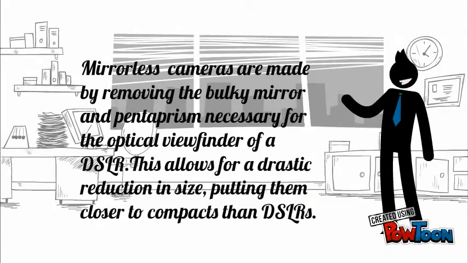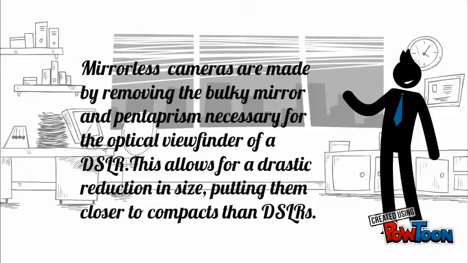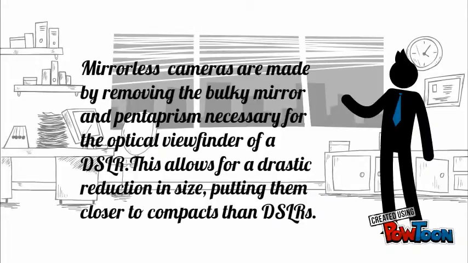Mirrorless cameras are made by removing the bulky mirror and pencil prism necessary for the optical viewfinder of a DSLR. This allows for a drastic reduction in size, putting them closer to compacts than DSLRs.